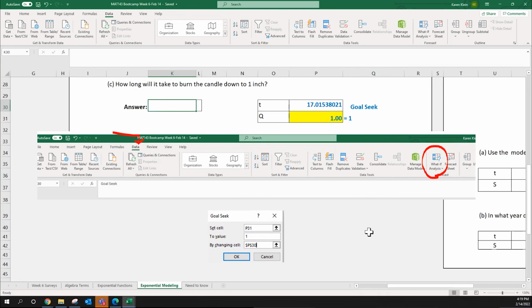So how long is it going to take to get down to 1 inch? It's going to take 17 point, let's say 02 hours if we round that to 2 decimal places. And this is how we can do this guessing and checking using a mathematical approach using the tool Goal Seek.